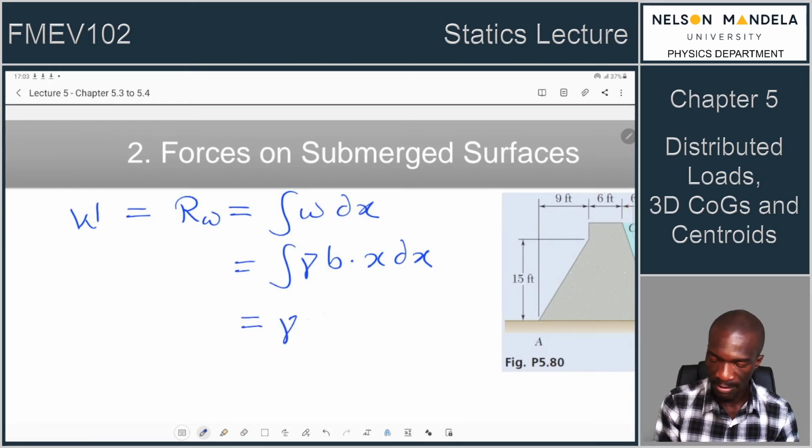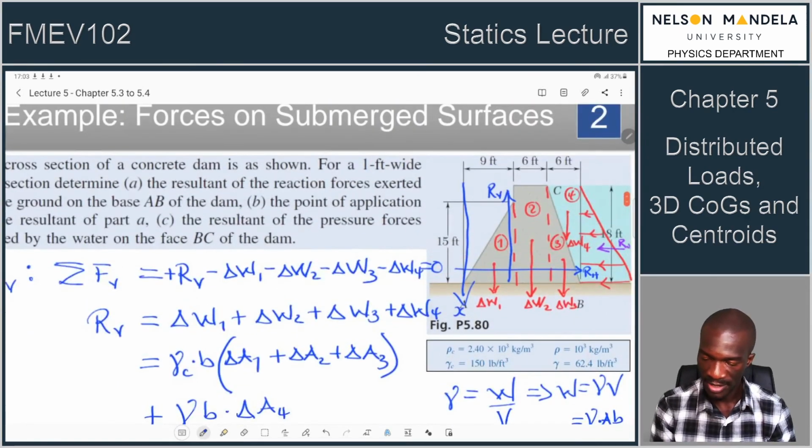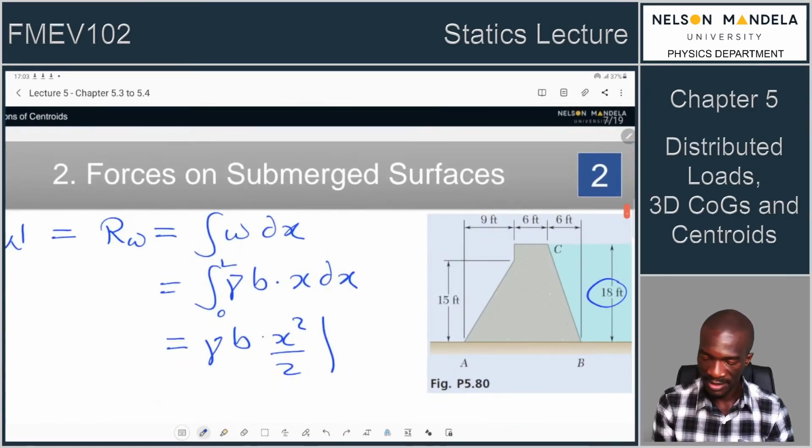That would be your gamma multiplied by B multiplied by X squared over 2. And the limits of integration are from the top of the dam, which is at 0, up to the depth, which is at L. So that is this depth, which is already given as some value there, 18 feet. So that will be from 0 up to 18.